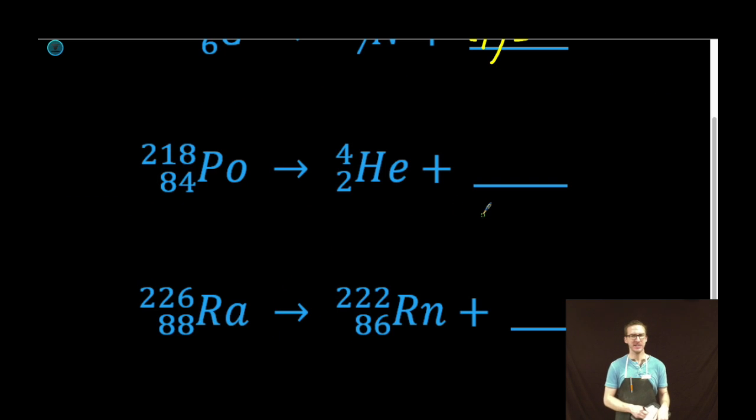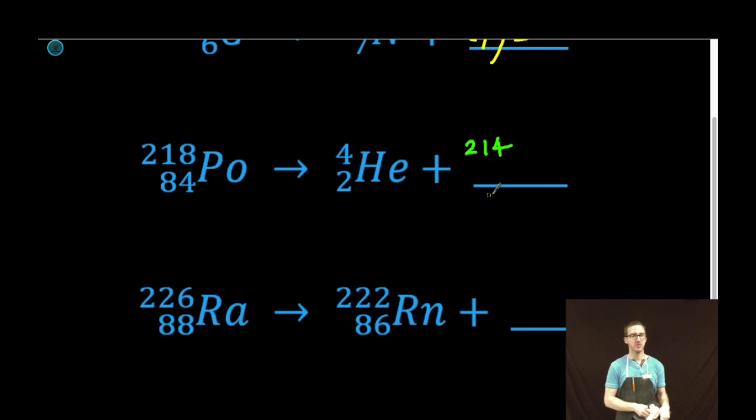Let's take a look at example number 2. Again, same idea. We want the sum of the numbers on the top of one side of the equation to equal the sum of the numbers on the top of the other side of the equation. So, on the left-hand side of the equation, the only number on top that I have is 218. So the sum of all the numbers on the top on the right-hand side of the equation also has to equal 218. 4 of it is given to this particle here. That means 214 of it must be to this missing particle.